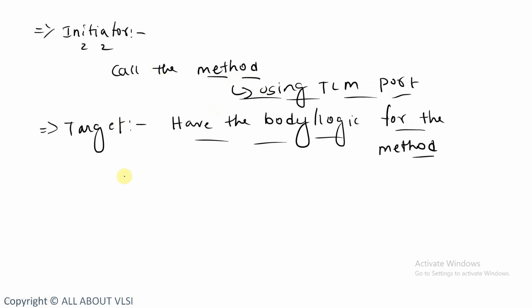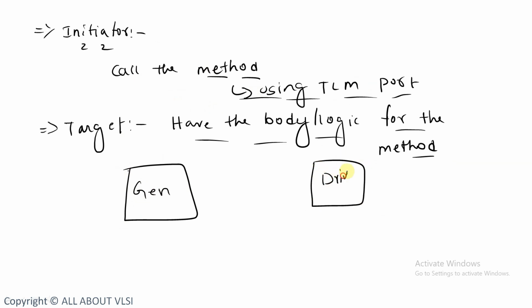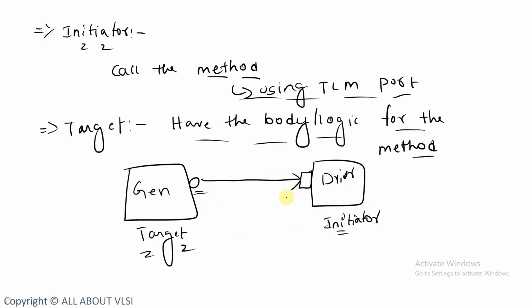Now let's say I have this kind of scenario where I have the generator and the driver like this, and your driver is your initiator and the generator is your target. So let's say the driver is the initiator and the generator is the target. But we need to get the data from the generator itself. So we are getting the data from the generator.